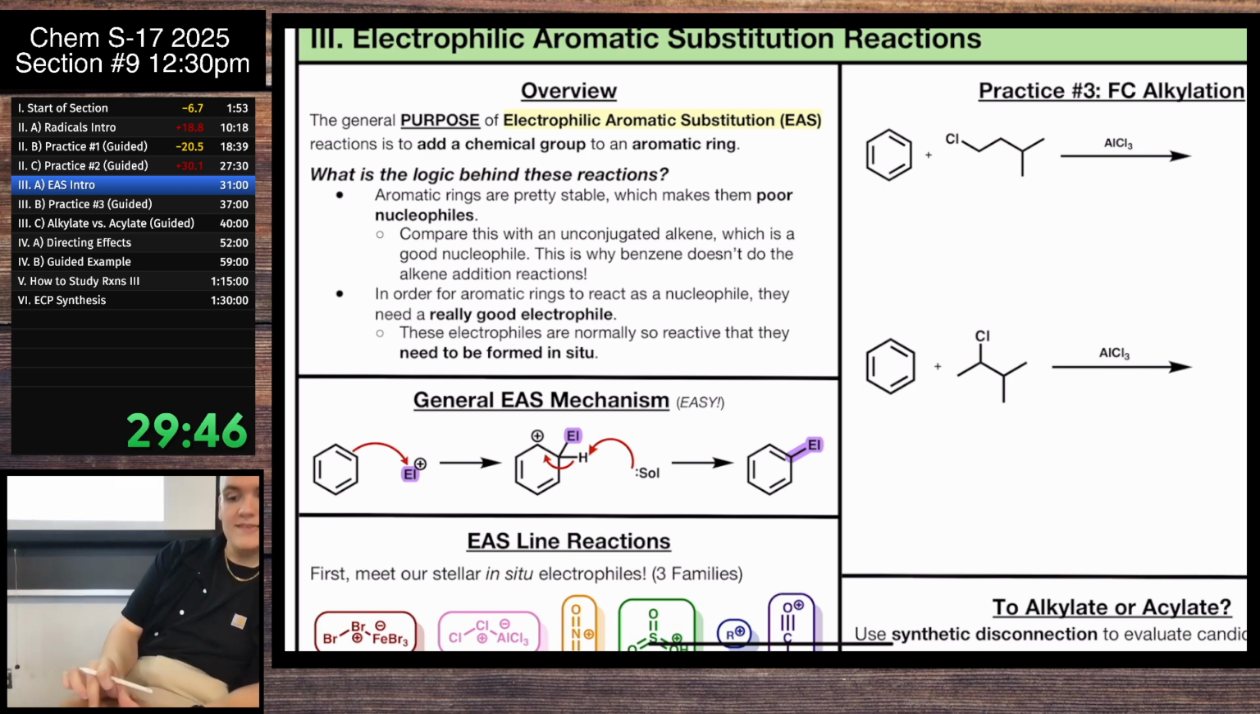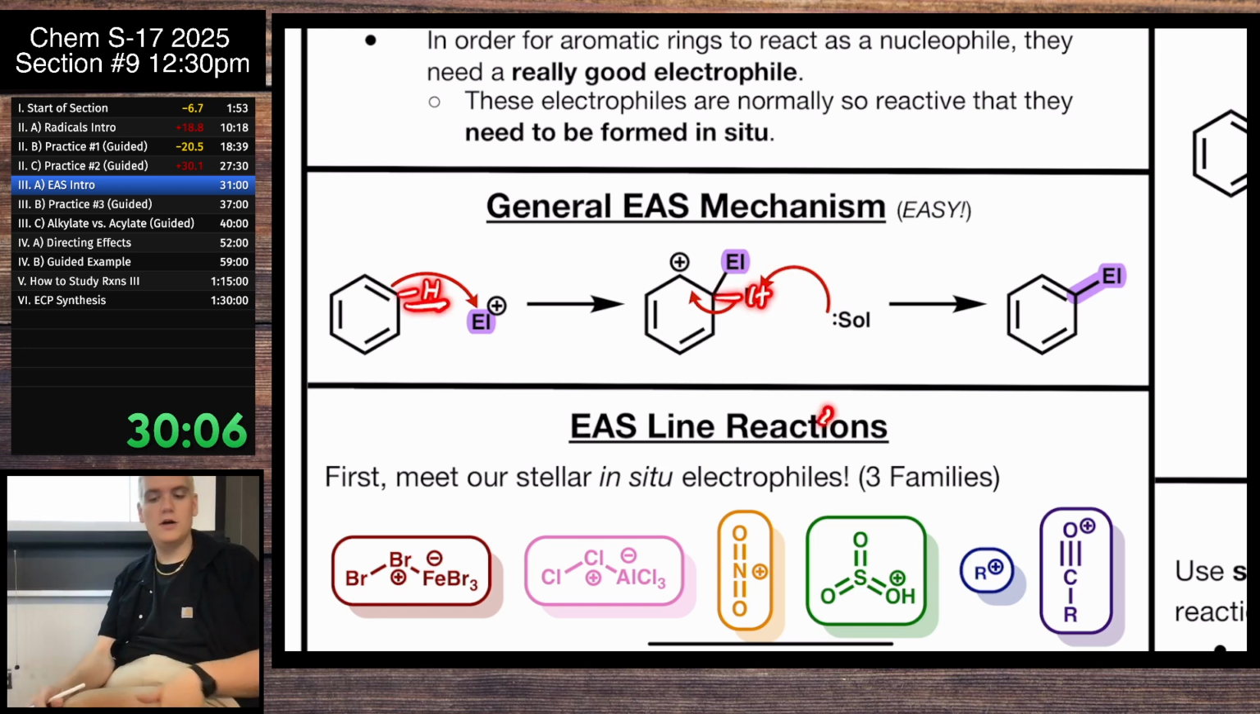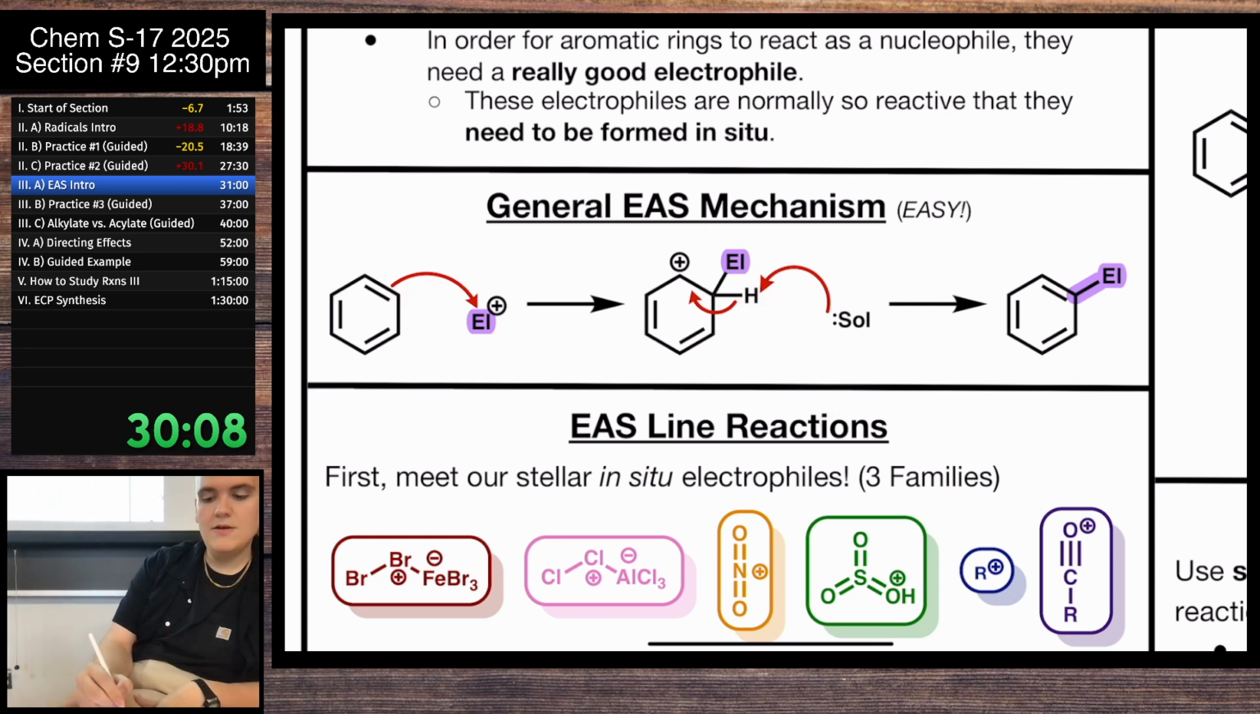The general mechanism is actually pretty easy. It's just two steps where the double bond goes and grabs the good electrophile, and then we have added an electrophile and a hydrogen on here. And then we need to restore aromaticity. So we remove the hydrogen that was already here. I just wrote out this hydrogen. It was here initially, but we've added the electrophile onto that carbon. And then we do a little elimination and we restore aromaticity. So really simple once we have our electrophiles.